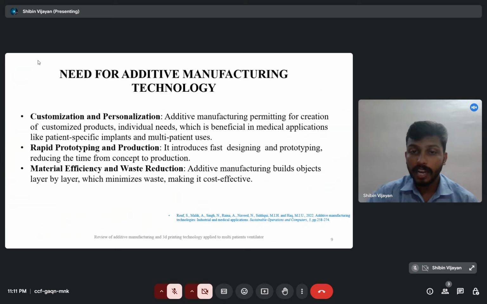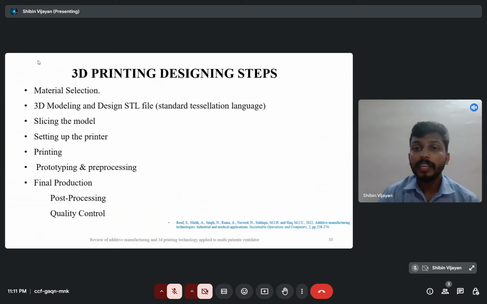Next is the need for additive manufacturing technology in the present condition. Customization and personalization: additive manufacturing permits the creation of products customized to individual needs, which is beneficial in medical applications like patient-specific implants and multiple patient use. Rapid prototyping and production: it introduces fast designing and prototyping, reducing the time from concept to production. Material efficiency and waste reduction: additive manufacturing builds objects layer by layer, which minimizes waste and makes production cost effective.